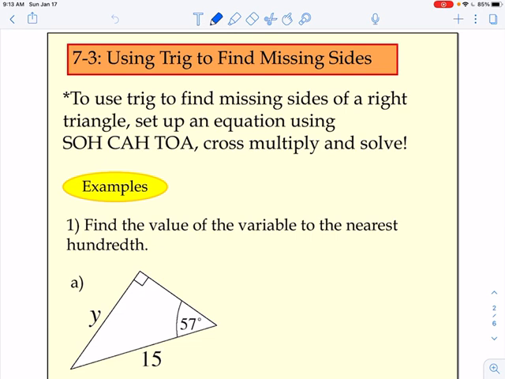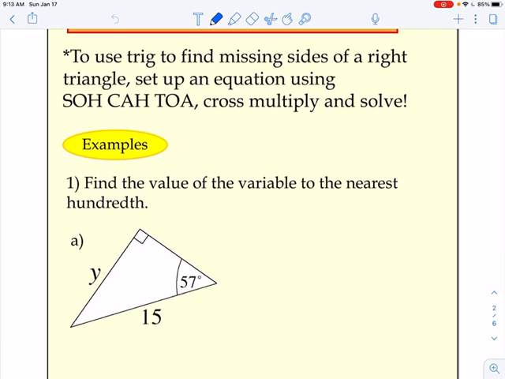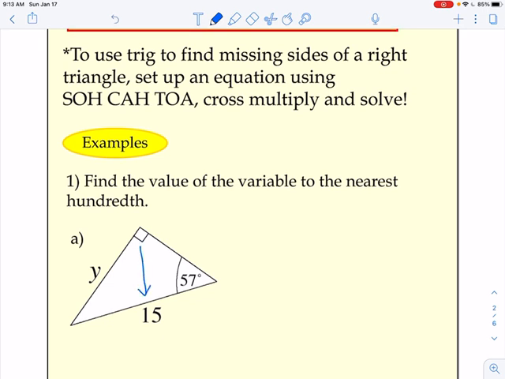Okay? And then again, we're just going to have two fractions set equal to each other so we can just cross multiply and solve. So let's take a look. And we want to find the value of the variable to the nearest hundredth. So again, in relation to 57, I have to decide what sides I have. Do I have the opposite, adjacent, or the hypotenuse? So again, the side directly opposite your right angle is always your hypotenuse.